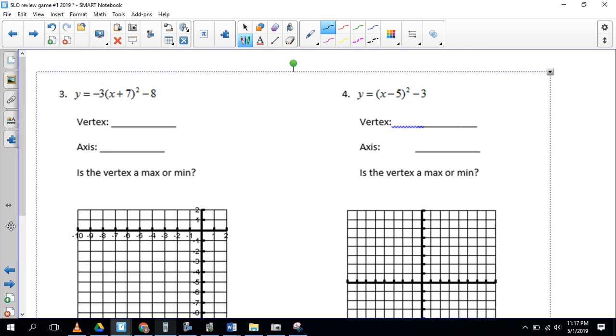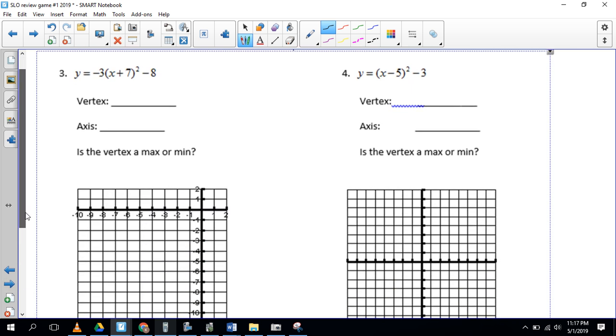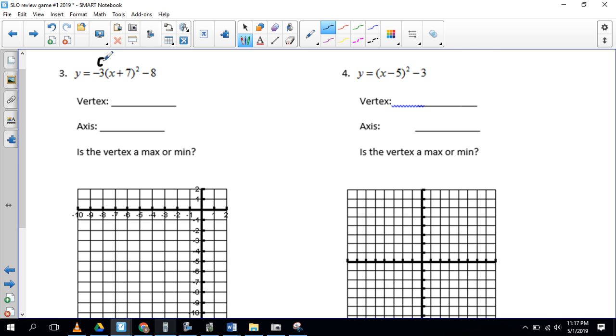So I think I'm going to try one more. I'm going to try this one. So first of all, we want to find our vertex. So let's label our A, our H, and our K. And we see something interesting with our A. It's a negative. So we should know it's going to open down. Okay? That's the way it's going to look. So we should automatically know we're going to have a max, but I'm going to wait.